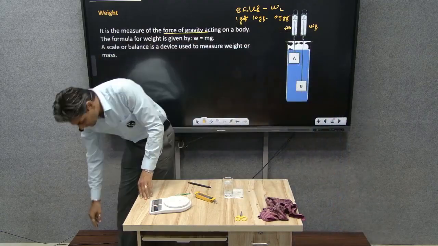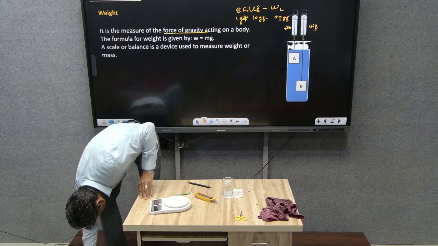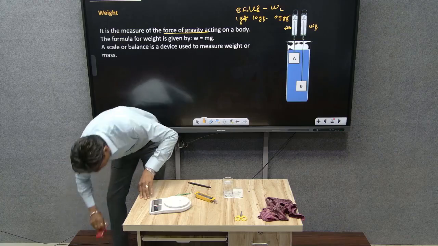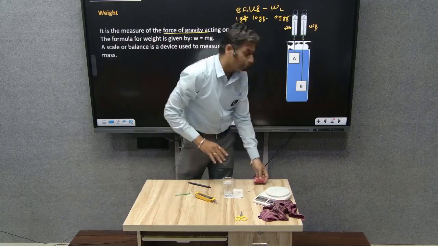The next experiment is about contact force and non-contact force. This is a magnet.